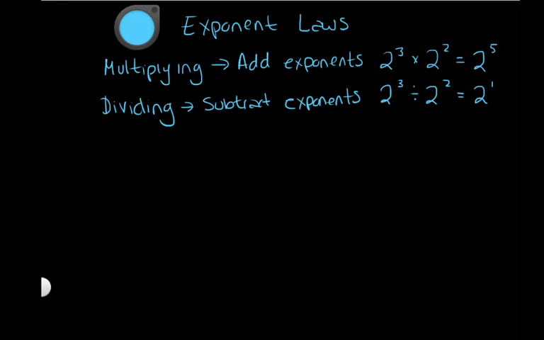This question could also look like this: 2 to the power of 3 divided by 2 to the power of 2. These two things are the same, right? If we write it with the division sign, or we write it as 2 to the power of 3 over 2 to the power of 2, both of them mean divide. Okay, now the next one is when we have powers. With powers, we are going to multiply the exponents.